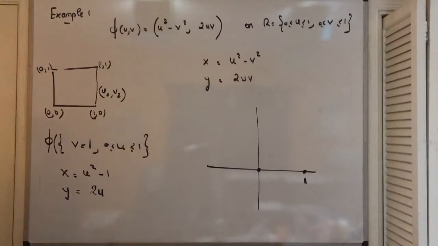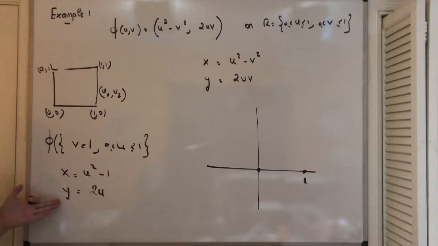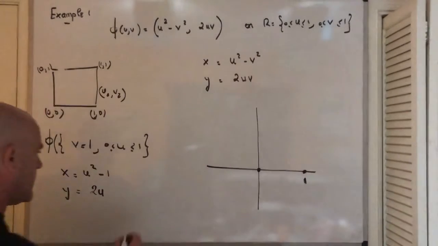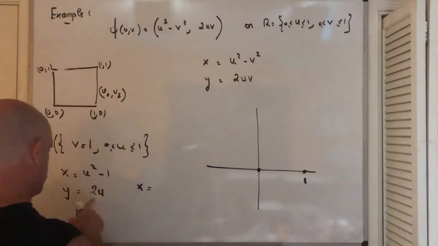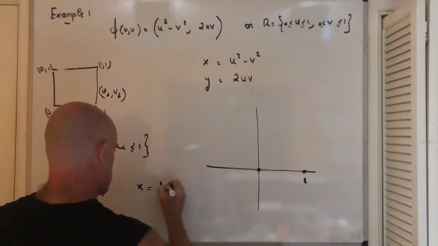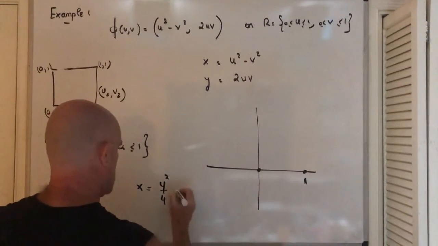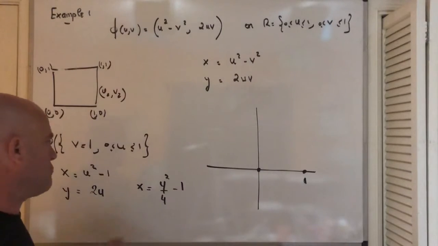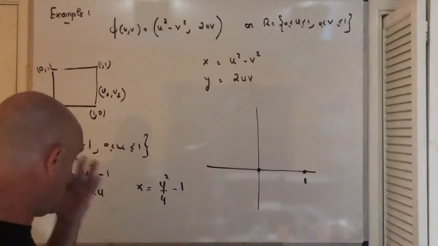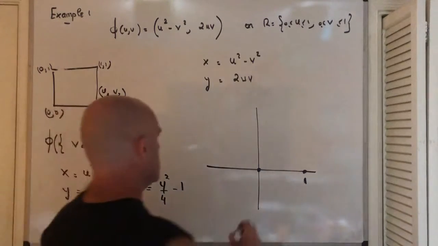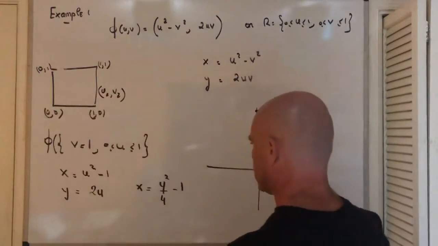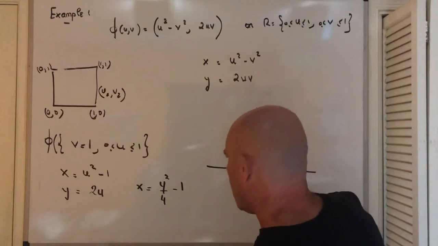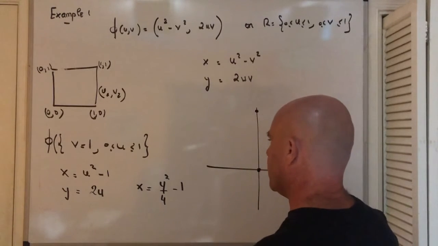So this is nothing else than a curve. I can get rid of u here, and I say that x is equal to, so what is it? u is y divided by 2, squared, so y squared divided by 4, minus 1. Alright? Which means what? Which means that it's a parabola. So how are we going to set things up here?